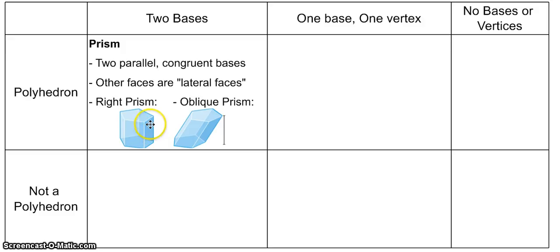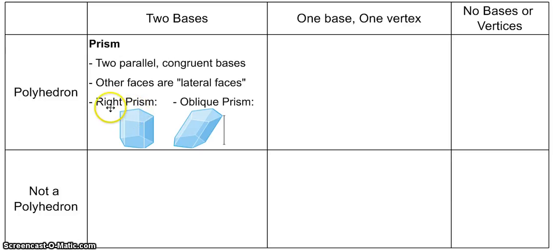Now, whenever we talk about a prism, we always name it by what the polygon is as the base. For example, this is a hexagonal prism. If it were a triangle, it would be a triangular prism. If it would be a square, it would be a square prism.